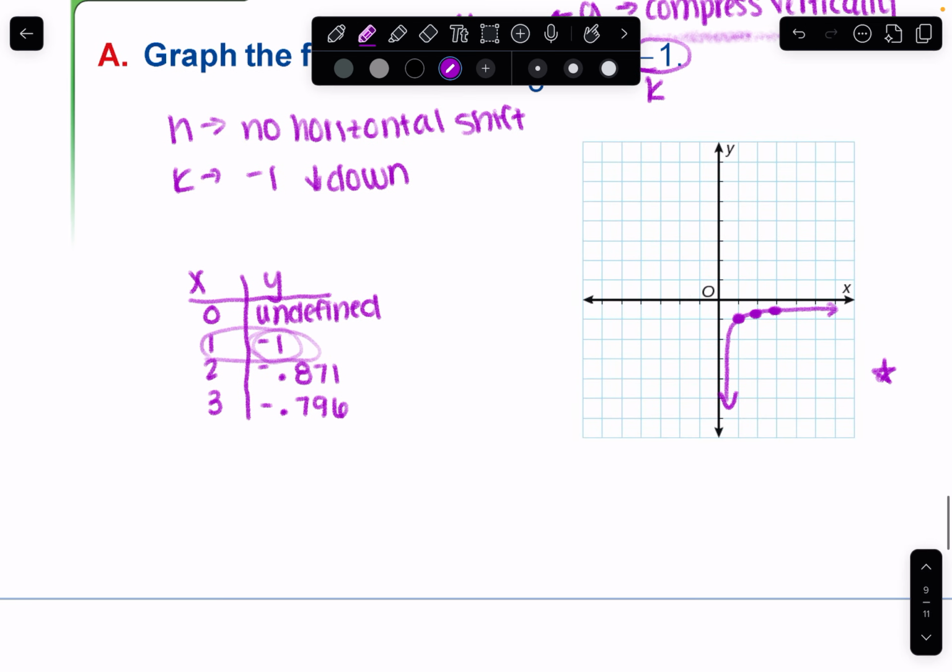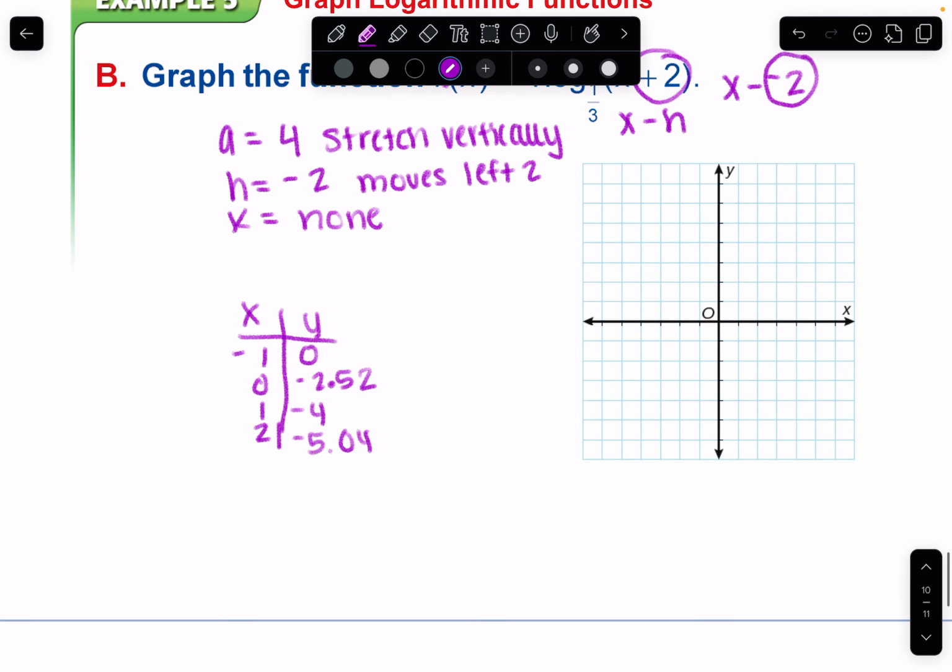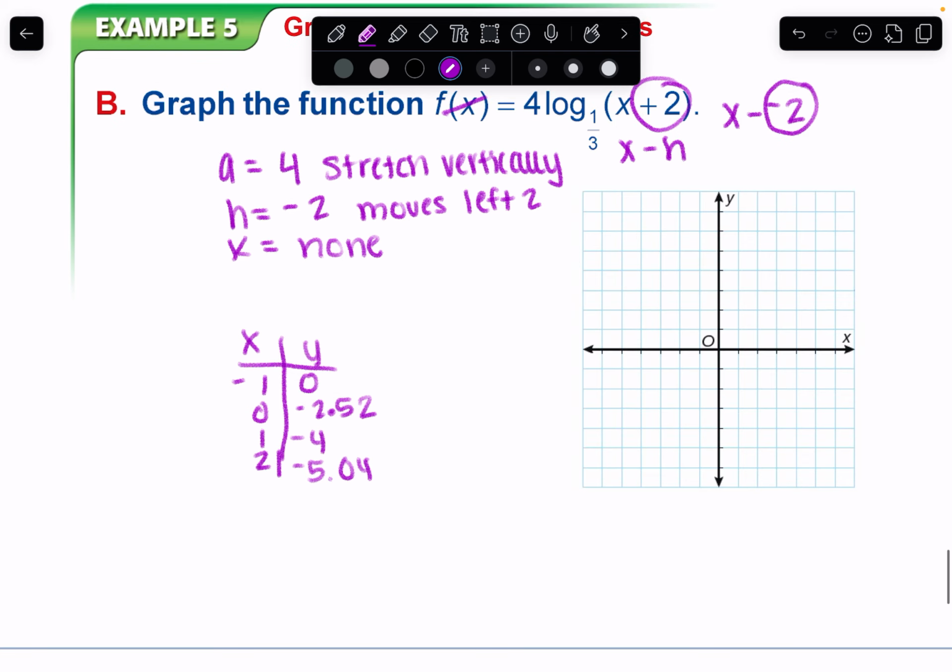Unlike the last one, just looking back at it, your numbers right here were all relatively close to each other. It wasn't increasing a whole ton. Versus now I'm going from like 2 to 4, 4 to 5. There's a bigger jump between them. That's because of your vertical stretch.